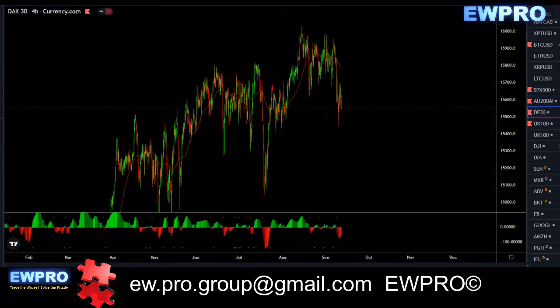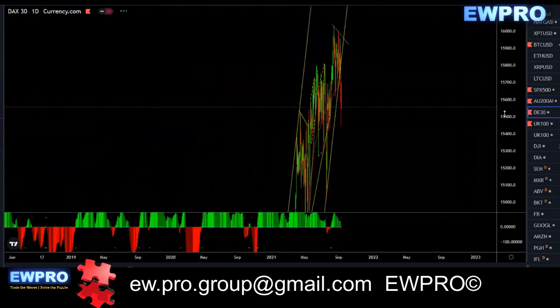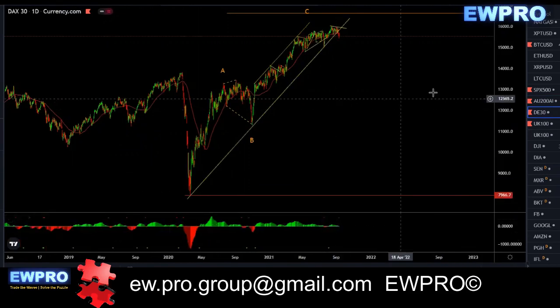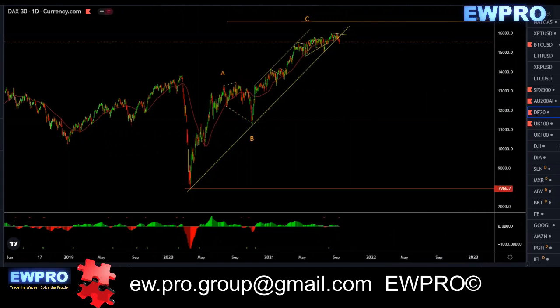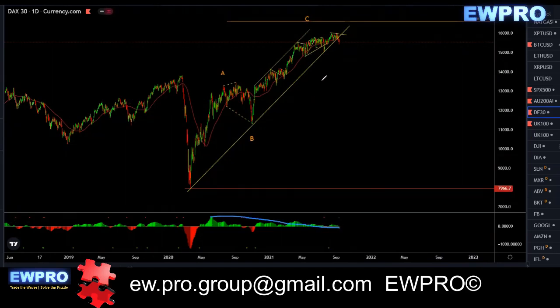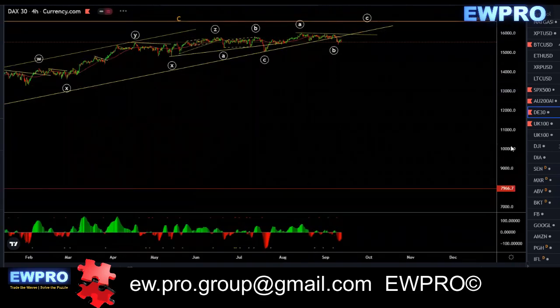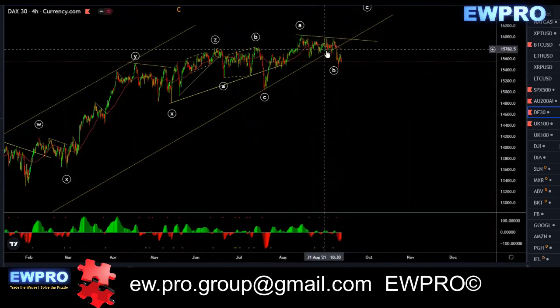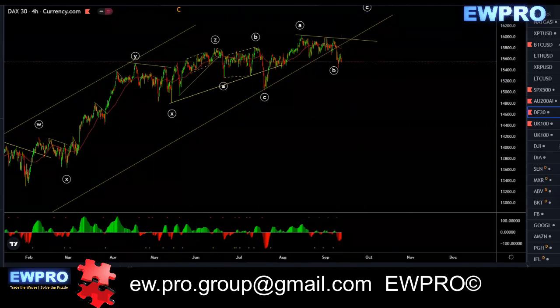Looking at the DAX on the daily. Again, on the H1, it's pretty obvious we've got all this bearish divergence. Looks like we're getting a trend line break now, this trend line break on the H4. It was looking rather bullish last week. Last week we were looking for a C up. Nothing's really changed.